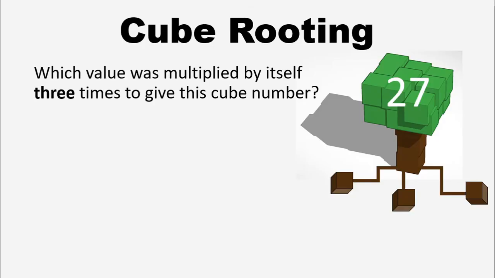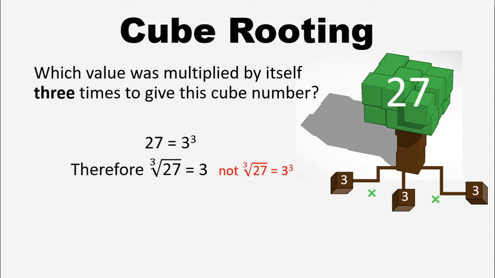So let's try and put what we know about cube numbers into practice here. Which value was multiplied by itself 3 times to give this cube number? 3 times 3 times 3 makes 27. So if 27 is the same thing as 3 cubed, that must mean that the cube root of 27 is 3.